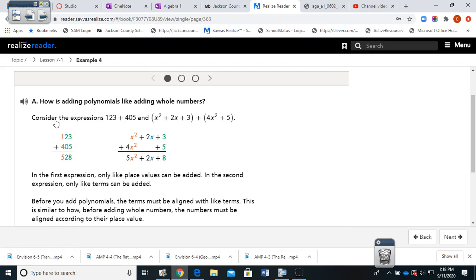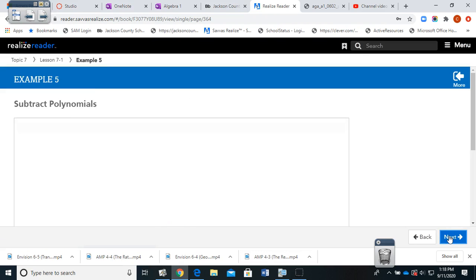Just what I just got finished saying. This is like doing it vertically. You can also do your polynomials vertically. Okay? Or you can go horizontally. It doesn't matter. Just make sure you don't add something that's not the same. Everybody with me? Okay? All right. Last example.